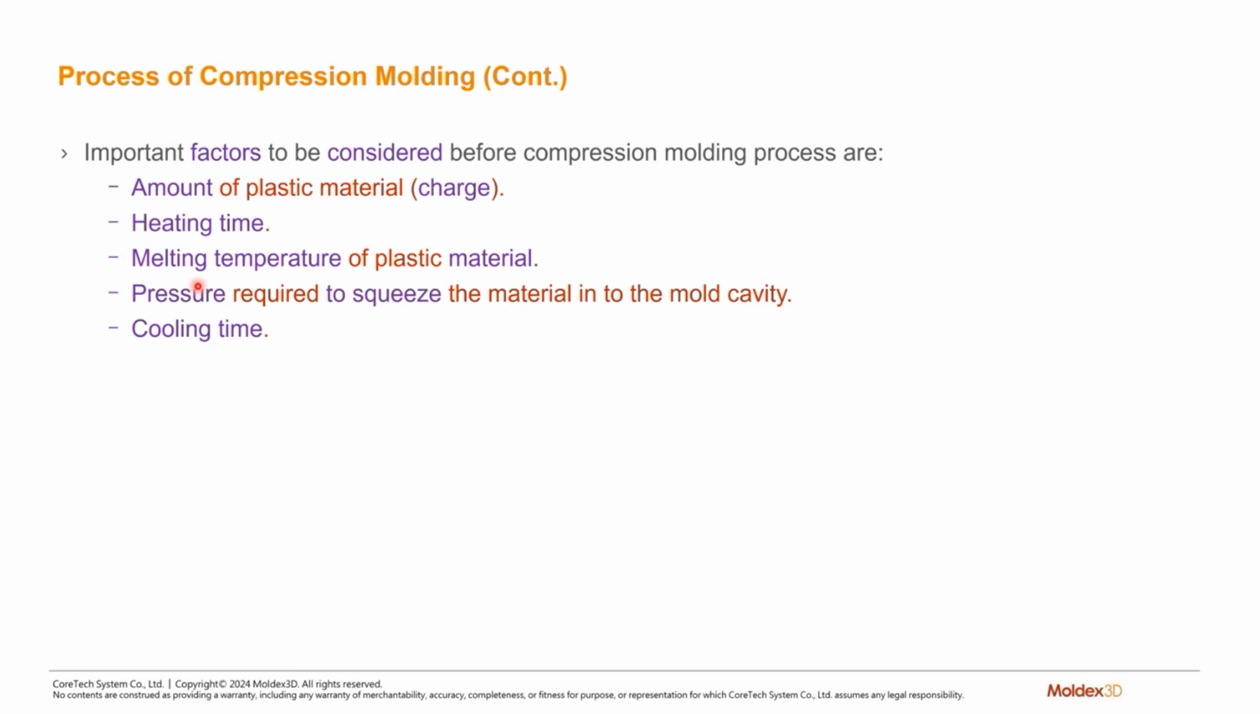The first one is the amount of plastic. The second one is heating time. The third one is melting temperature. The fourth is the pressure. The last one is the cooling time. In the last topic, a simple case study, we will use these factors to reduce the warpage. In the following topics, I will show you again. So this slide shows the most important factors that you control in compression molding.